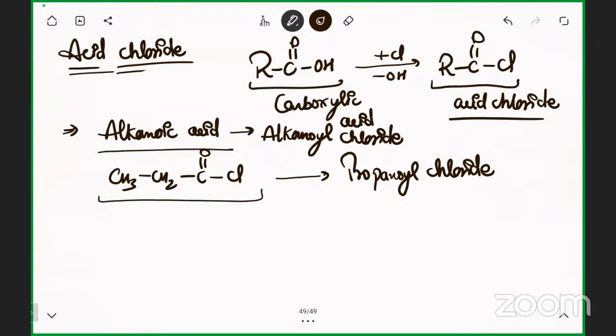Sir, can you tell me why do we write the ending like that? The suffix we use for this particular compound is, in place of IC that was in the acid, we replace it by YL. So this is how we write the name of an acid chloride. From the parent acid, you write YL instead of IC. So this is the rule. Clear? Yes, sir. Thank you, sir.